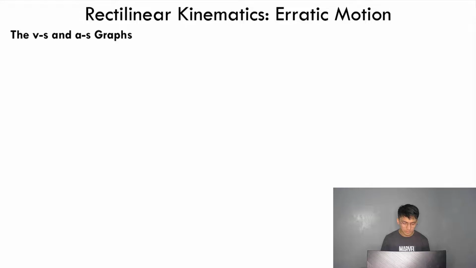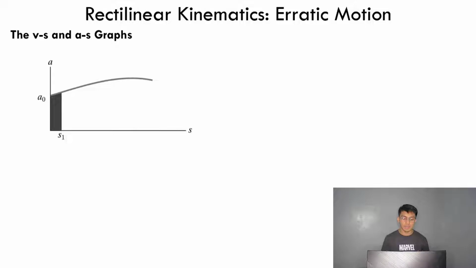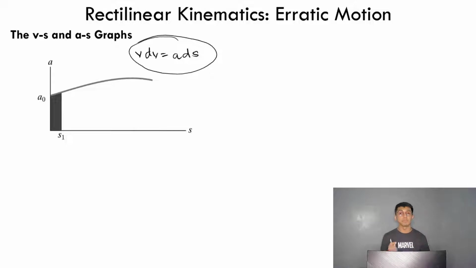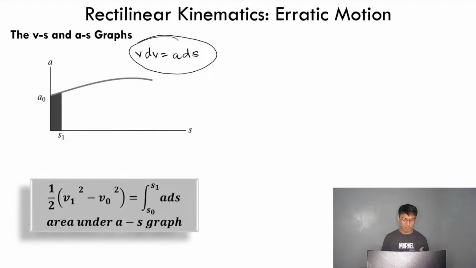And next, we have the VS and the AS graph. This is an example of an AS graph. If the AS graph can be constructed, then ibig sabihin, yung points natin for VS graph can be determined by using the equation, yung equation natin na v dv is equal to a ds. Ayan, sa equation na yan. Integrating this equation, pag in-integrate natin yan from the limits from initial position, initial velocity to the final position and final velocity, ito yung mabubuo natin na formula or the equation.